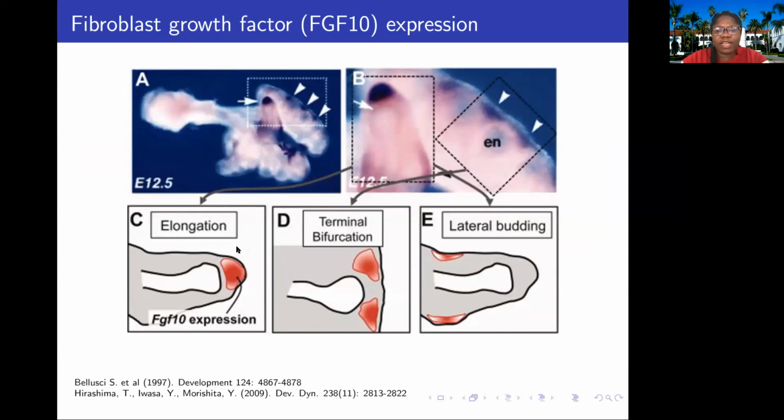We talk about elongation, we talk about terminal bifurcation, we talk about lateral budding. They all describe the way the lung branches. When we have a single peak, as shown in C, the epithelium bud is going to grow towards this peak. Observe that the FGF10 is expressed close to the border of the lung mesothelium. That's where you have FGF10 being expressed, and it's a marker for the lung mesothelium because it's expressed close to the lung mesothelium. You have the epithelium bud, it grows towards this single peak.